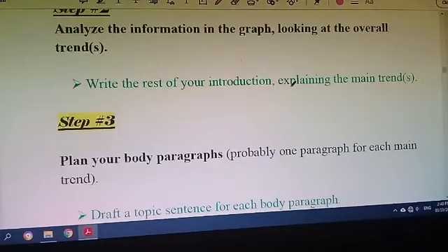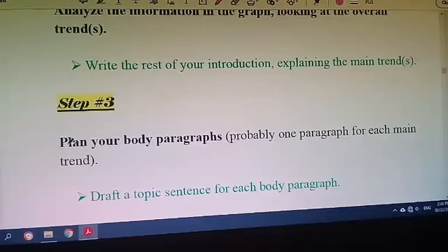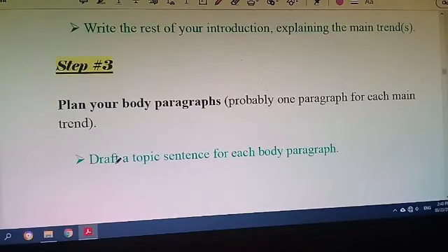Number 3, plan your body paragraphs. Probably one paragraph for each main trend. Draft a topic sentence for each body paragraph. What will be the middle part of your writing? That is it.